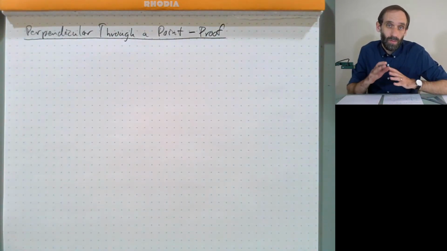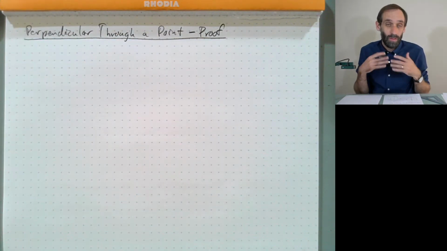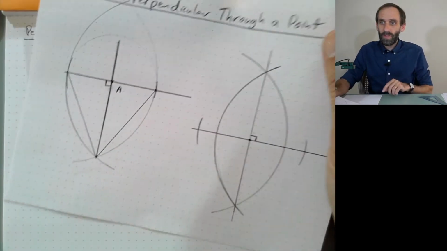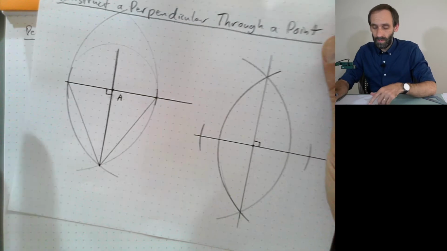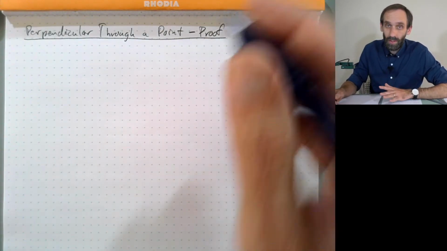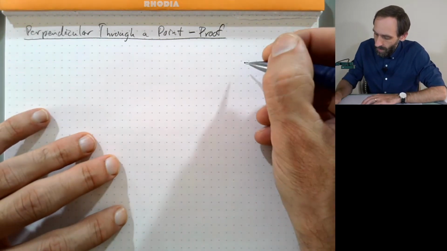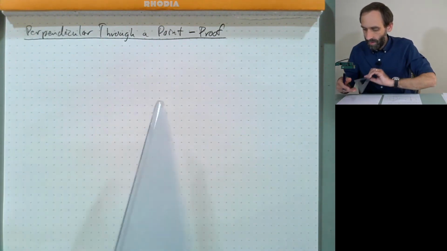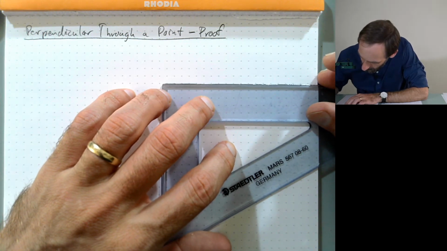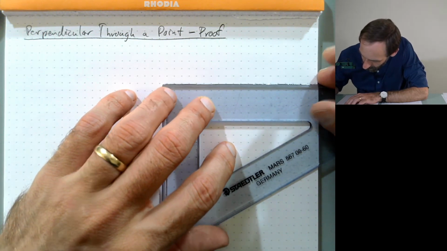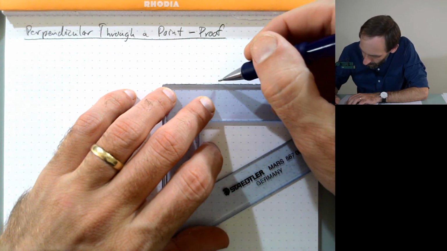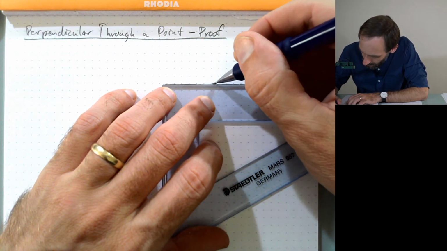Okay, so now that we've constructed the perpendicular, we want to do a proof. And I'm going to do the proof of the first construction, the equilateral triangle one. And so before we can prove it, let's draw a diagram of the thing that we're proving here. So before we construct a perpendicular through a point, a line that's perpendicular to another line through a point, we need those things. We need a line and we need a point.